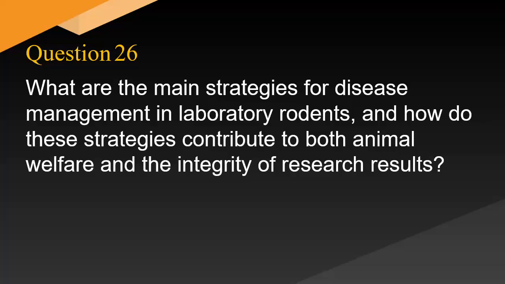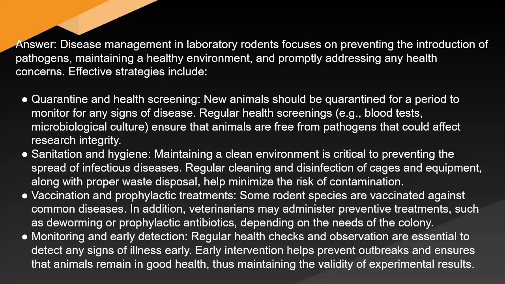What are the main strategies for disease management in laboratory rodents, and how do these strategies contribute to both animal welfare and the integrity of research results? Answer: Disease management in laboratory rodents focuses on preventing the introduction of pathogens, maintaining a healthy environment, and promptly addressing any health concerns. Effective strategies include quarantine and health screening. New animals should be quarantined for a period to monitor for any signs of disease. Regular health screenings, e.g., blood tests and microbiological culture, ensure that animals are free from pathogens that could affect research integrity.